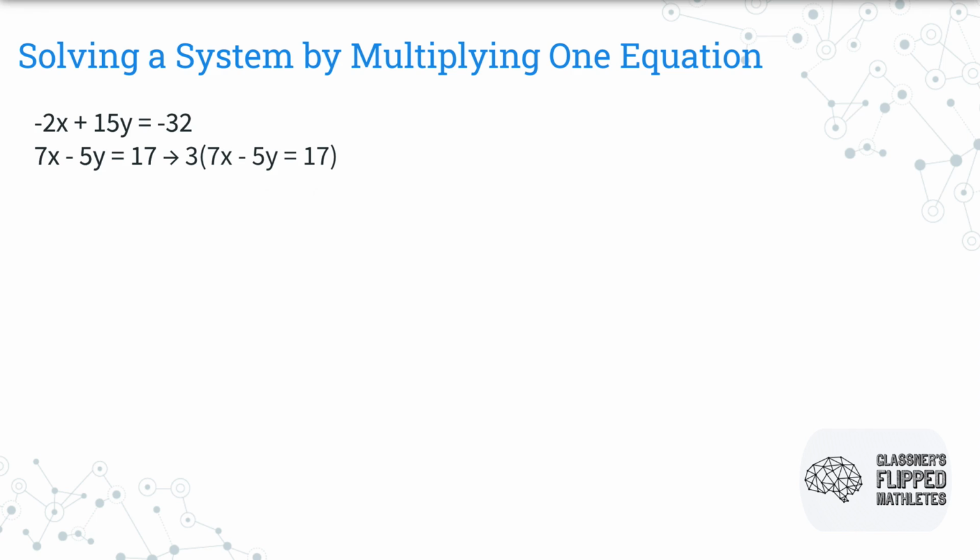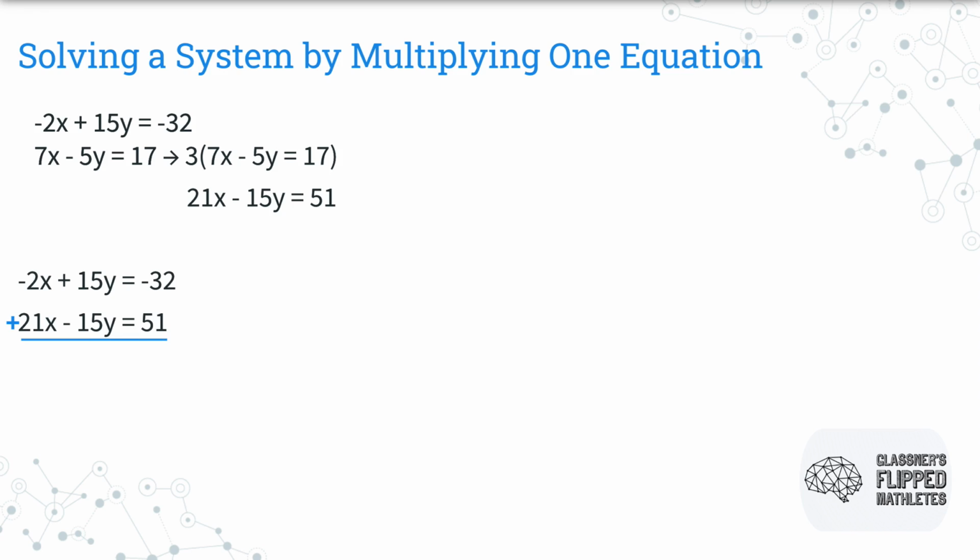So you get 21x minus 15y equals 51. And that's the exact same equation as 7x minus 5y equals 17. They're equivalent. So let's rewrite our equations. Negative 2x plus 15y equals negative 32, original equation. And now this new one right underneath it where everything's lined up. 21x minus 15y equals 51. From here, the 15y and negative 15y are opposite, so we're going to add these equations.